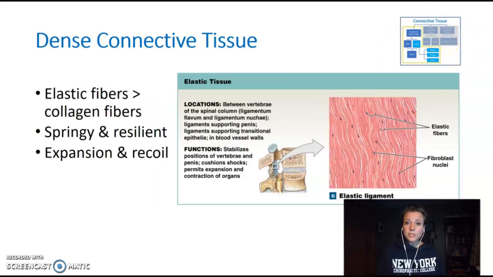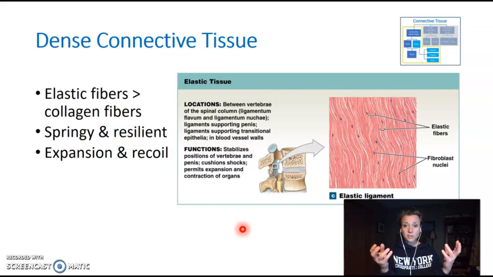We've got one more type of dense connective tissue to talk about, and that's elastic tissue. Elastic tissue is different from regular dense connective tissue because it doesn't contain as much collagen. In elastic tissue, you have more elastic fibers than you do collagen. And elastic fibers, remember, are going to have the stretch and recoil property similar to that of a rubber band. So they're springy and resilient, and they're also pretty tough.